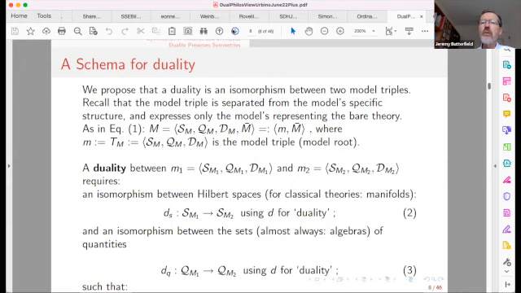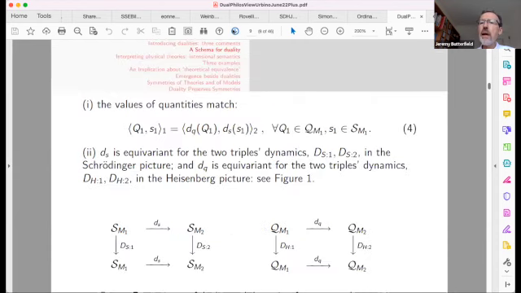And these isomorphisms aren't just any isomorphisms, they have to make the values match, where I'm using angle brackets for the value of. So I wonder if you can see my cursor. This expression means the value in the left or number one model of the quantity Q1 in the state S1. And that's to be equal to the value over on the right-hand side in model 2 of the corresponding quantity in the corresponding state.